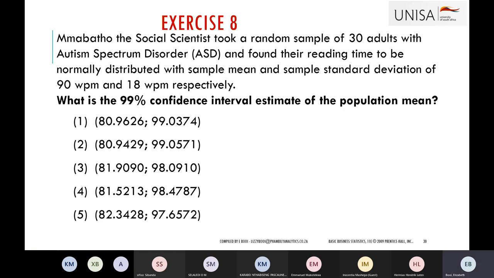Are you going to use Z or T? I suspect Z. What are we given in this question? Well, we're given the standard deviation. So what standard deviation is given? Sample, okay. So if we're given the sample standard deviation, which is S, then it means we're going to find T. You must read the question carefully. Remember, if you are given the sample standard deviation, we use T.